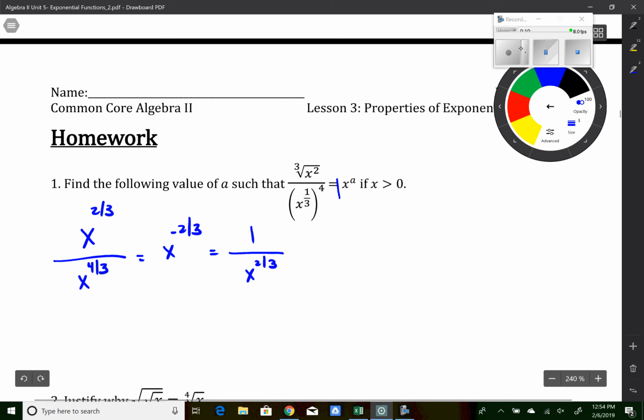But it says we just want it here. Well, that looks like this. Look at the same structure, right? So A is going to be negative 2/3.